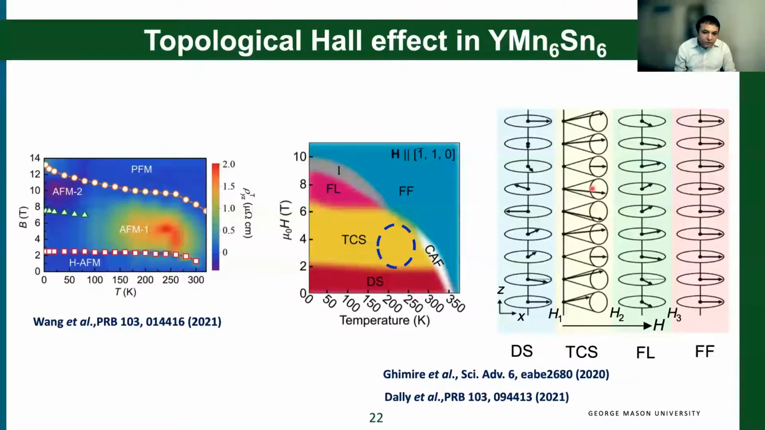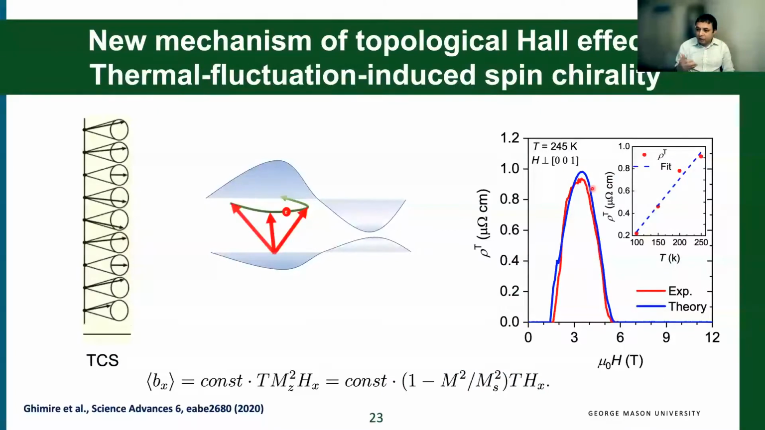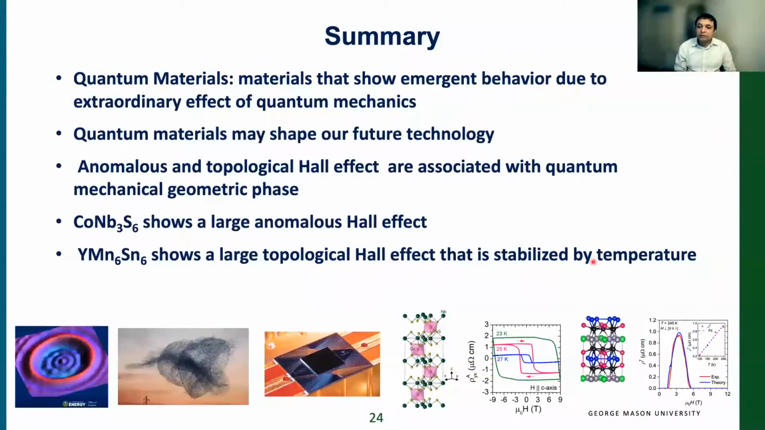And while studying this, we realized that a new mechanism, the temperature stabilized mechanism, gives rise to this kind of topological Hall effect. Here, this red one is the measured topological Hall effect, and the blue one is the theoretically calculated topological Hall effect based on that model. So we believe that we have a new mechanism for the topological Hall effect. So this is the kind of thing that we are doing in the study of quantum materials.